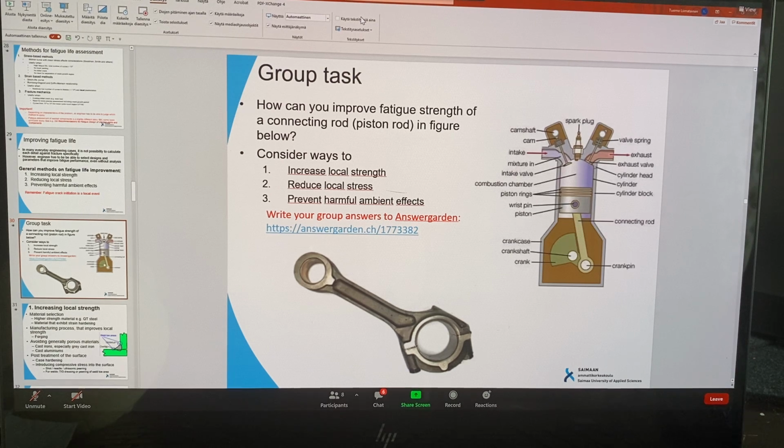Is there an issue with the Answer Garden, since I can only see our answer? You need to reload the page. I think then you should also see the others. Yeah, now I can see. Yeah.